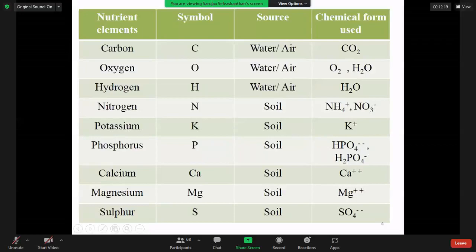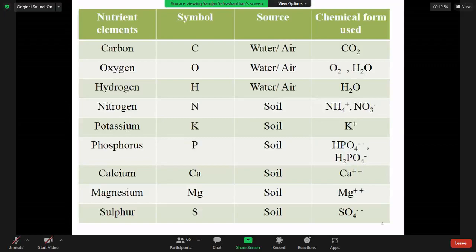Here we will see the nutrient elements, the notation symbol, the source from which it can be obtained by the plant, and the chemical form it is utilized in. There are several forms, but only in a certain form can the plant absorb it. First, carbon is noted as capital C. You have to take care about this capital symbol. That's a basic thing you know.